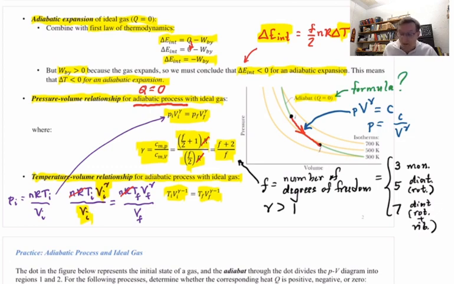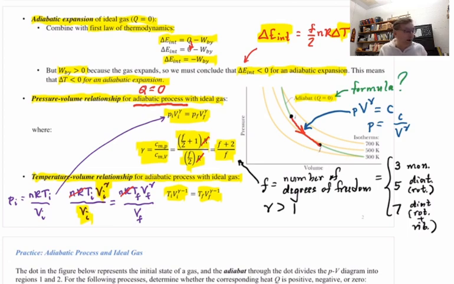So that's also a useful little formula, but it relates temperature and volume in an ideal gas for an adiabatic process. But be careful. There's a subtle difference between the pressure volume and the temperature volume formulas, specifically with those exponents. Gamma in the pressure volume case, gamma minus 1 in the temperature volume case.